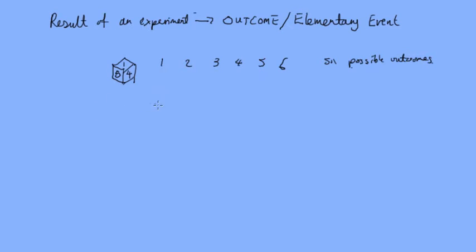Say we wanted to think of just odd numbers. So for obtaining an odd number, there would be 3 favourable outcomes, namely 1, 3, and 5. So when we're talking about the outcome that we most want, we define it as the favourable outcome.